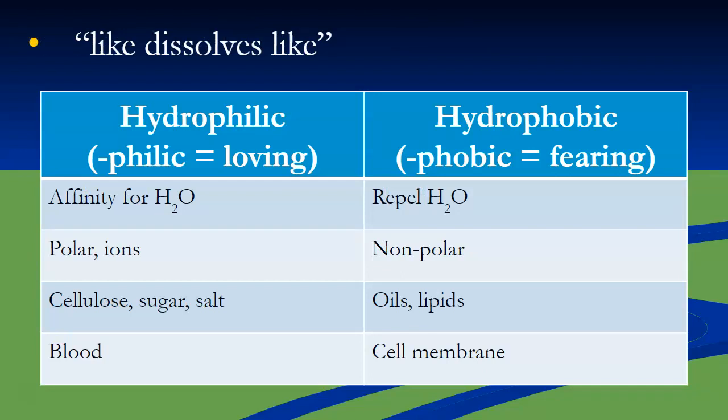Other terms that we're going to talk about later, when we talk about plasma membranes and things like that, are hydrophilic and hydrophobic. Philic means loving. So hydrophilic are things that love water. So polar things like water, which is why they dissolve easily, like salt, sugar. Blood is also hydrophilic.